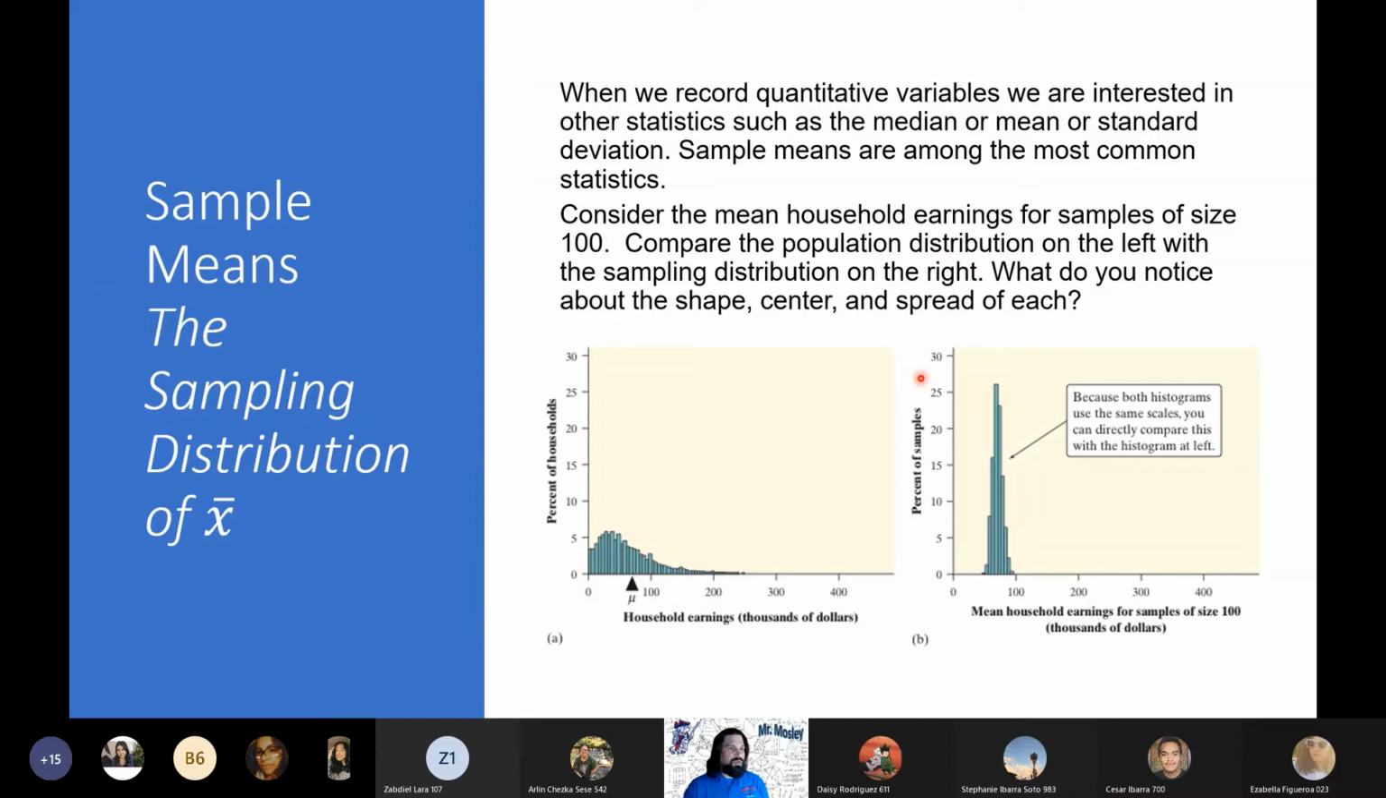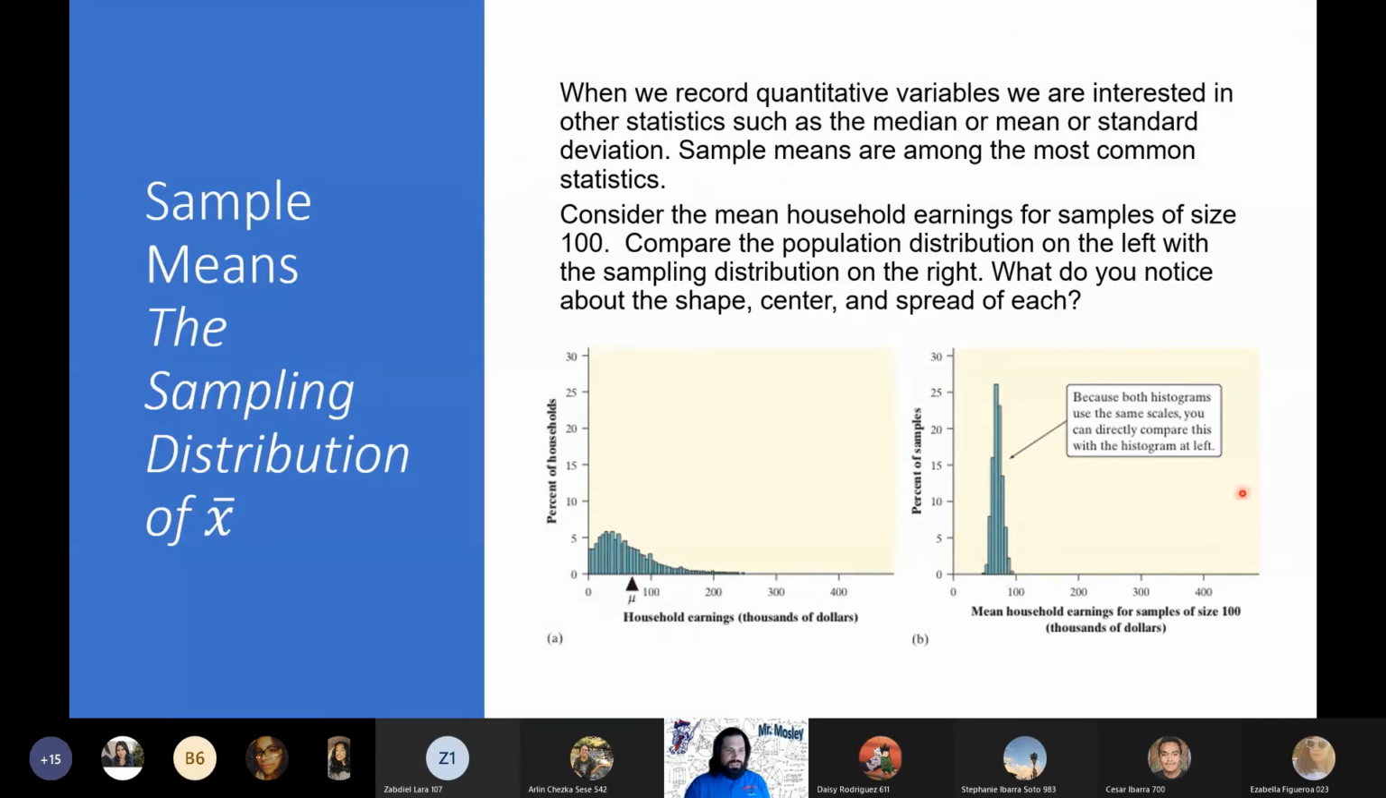Compare the population distribution on the left with the sampling distribution on the right. What do we notice about the shape, center, and spread of each? Well, the population distribution is skewed to the right. The mean looks to be about 75, 80, as far as thousands of dollars. That's what this is indicating here.